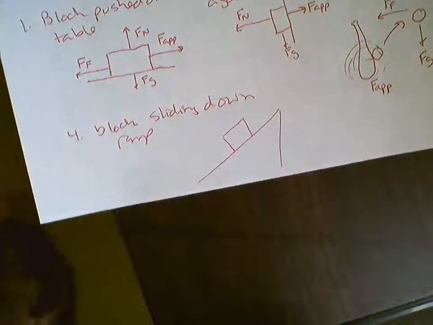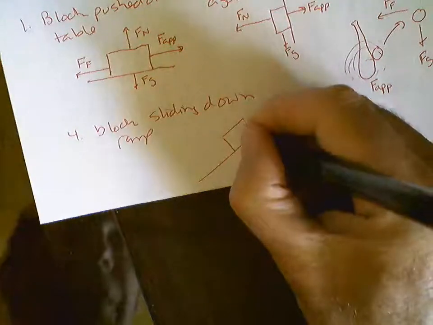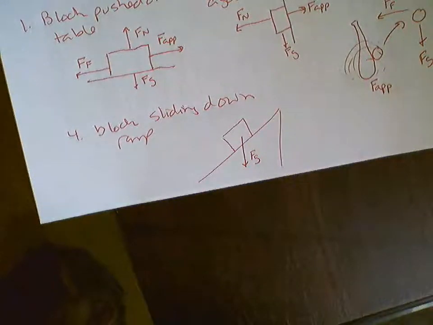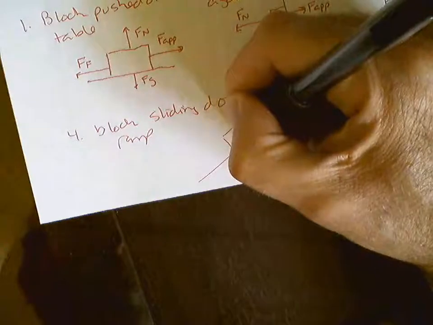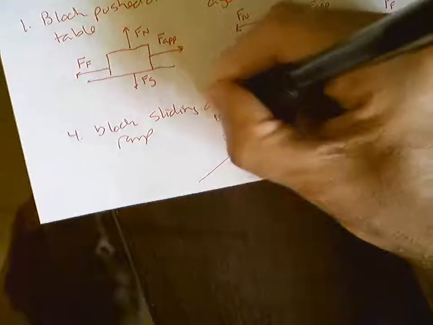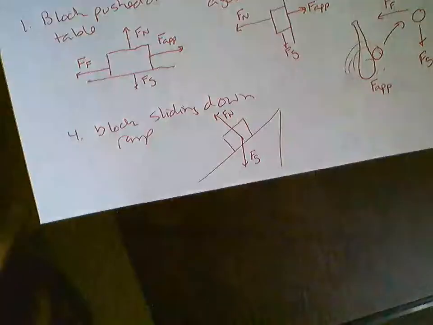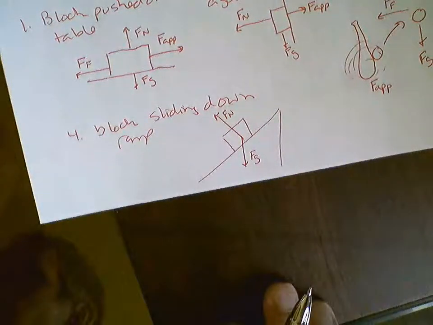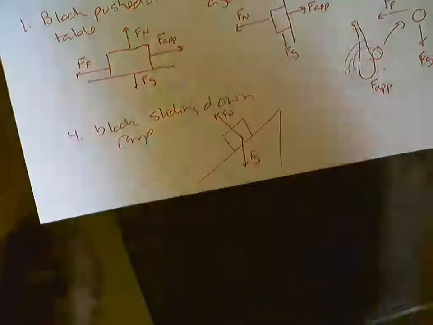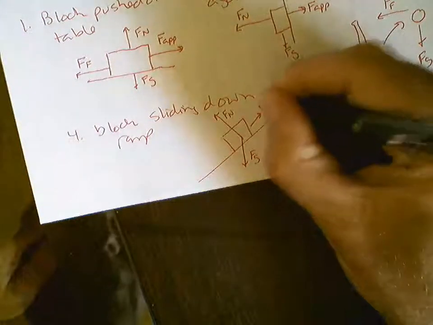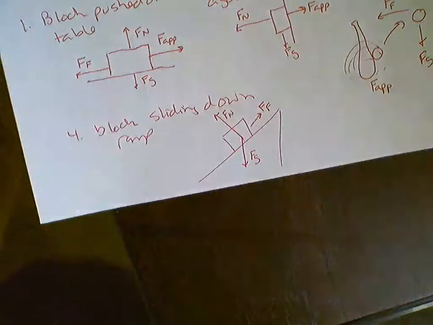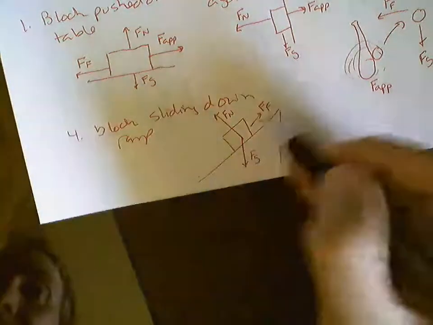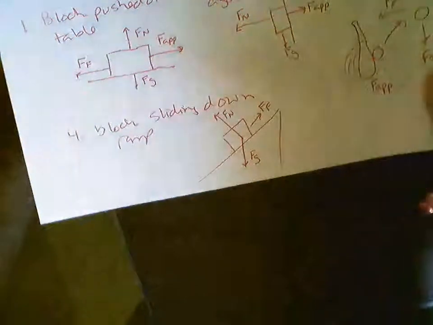A block is sliding down the ramp. What is causing the block to slide down the ramp? Well, there is a force of gravity pulling it down the ramp. The normal force is always perpendicular to the surface, so the normal force would look like this. Is there an applied force in here? No, because the reason that this block is sliding down is due to gravitational pull, pulling it down the ramp on an angle. What about friction? Friction is always opposite in direction to the movement of the block. So if the block is moving down the ramp, there is the force of friction.